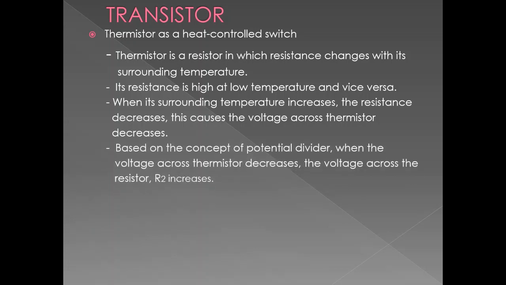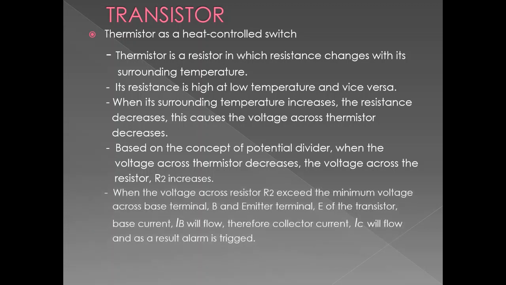What happens when it decreases? Based on the concept of the potential divider, when the voltage across the thermistor decreases, the voltage across resistor R2 increases. When the voltage across resistor R2 exceeds the minimum voltage across terminal B and emitter terminal E of the transistor, base current will flow. Therefore, the collector current IC also flows. As a result, if you put an alarm there, the alarm will sound or be triggered.